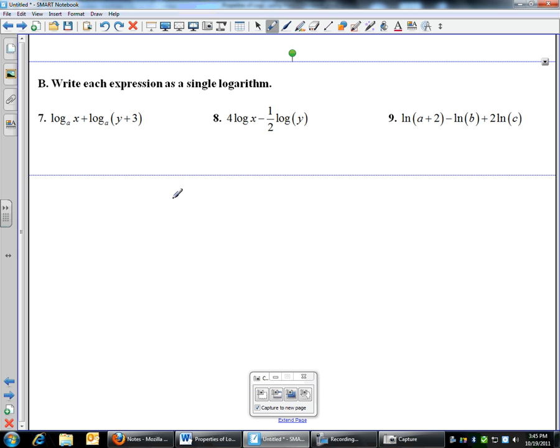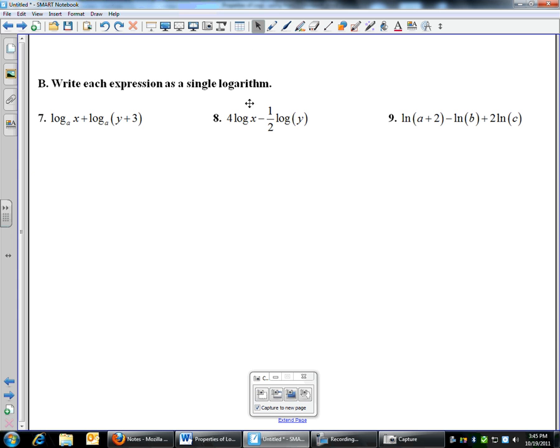Numbers 7, 8, and 9, we're actually going backwards, in the opposite direction. We'll do these three, and then I may just end with that. We're at 20 minutes, that's too long. All right, we'll do these three real quick.